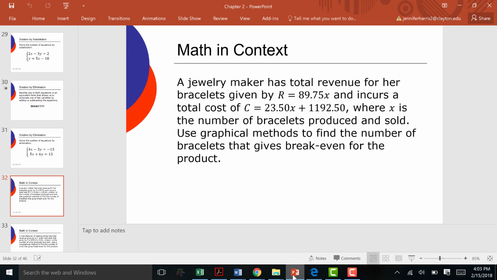Alrighty, were you able to type both equations in Desmos just like you see them on the screen? Literally type R equals 89.75x and C equals 23.50x plus 1192.50. Did you get someplace that they actually crossed? Where they crossed at? Tell me the point where they crossed at.